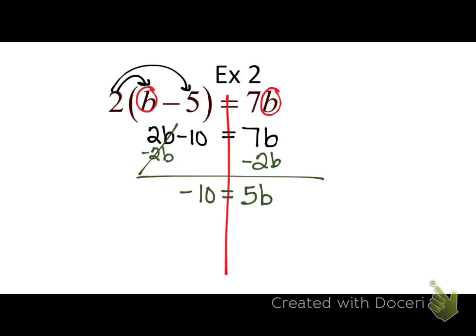Okay. So after I complete my new step, get the variables to the same side, I just solve as usual. So how do I get the b by itself? Divide by 5. So then b is going to equal what? -2.